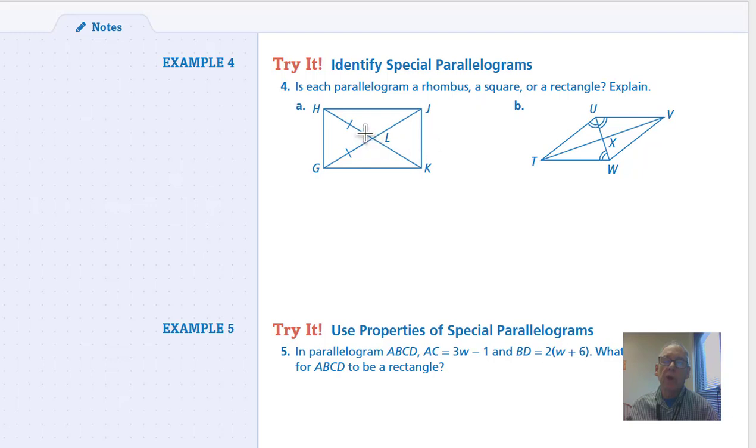By vertical angles, those two angles are congruent, but there's nothing about this being the middle of GJ or the middle of HK. There's nothing about the lengths of the diagonals being congruent to each other. Now, if they meant by this mark that the whole diagonal is congruent, like if HK equals GJ, then it's a rectangle. Otherwise, not enough information.